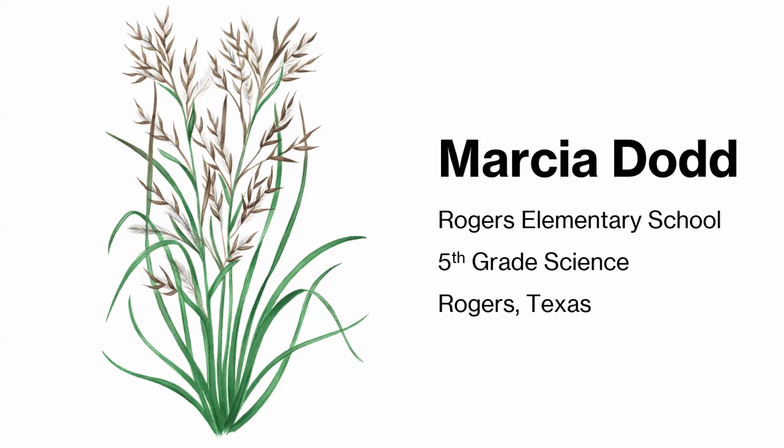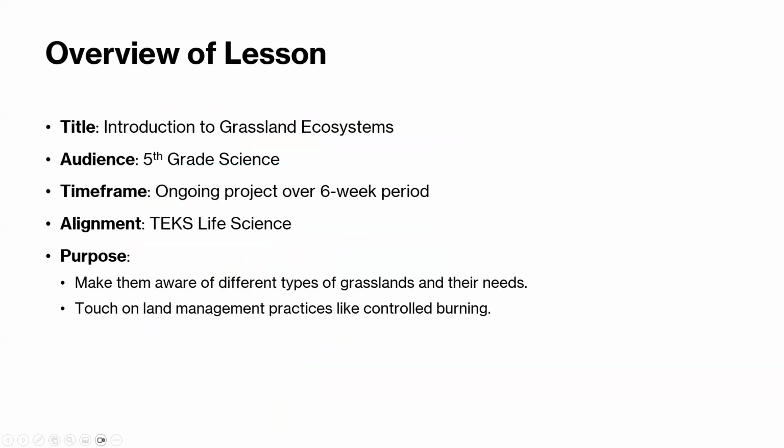I am a member of the Climate Hub Partnership Project grant team, and I'm here today with Marcy Dodd, one of our cohort participants. She's a fifth grade science teacher from Rogers Elementary School in Rogers, Texas, and she's going to tell us a little bit about the lesson she did with her fifth graders on grassland ecosystems. I'll turn it over to you, Marcy.